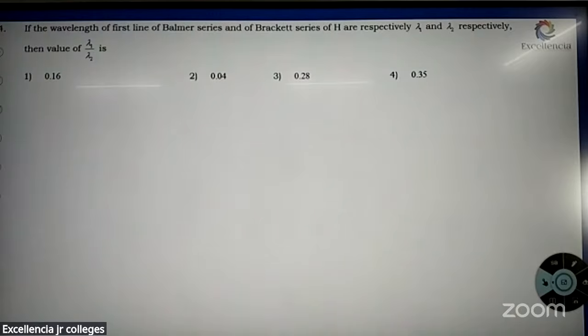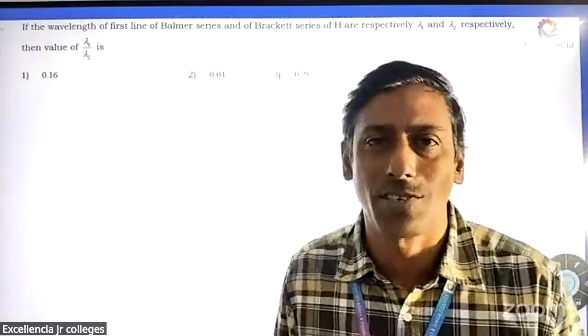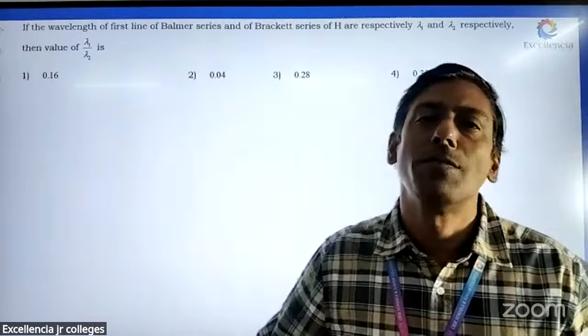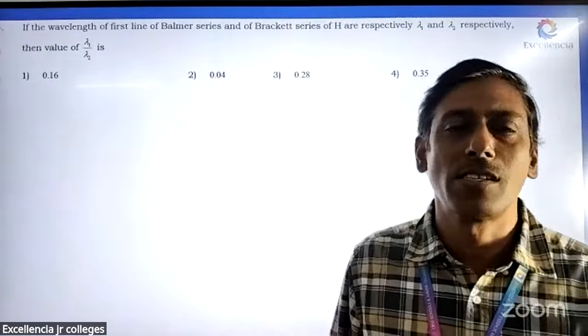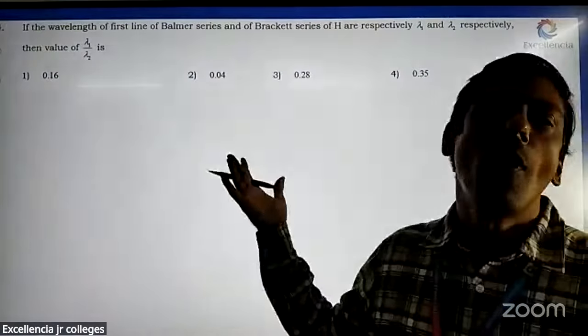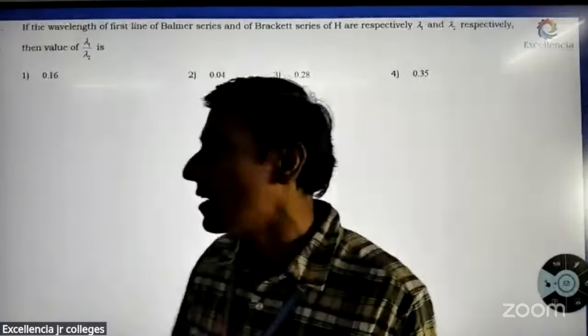Next, see the question. Wavelength of first line of Balmer series, Brackett series. When we see the question, what is this? Atomic structure. In atomic structure, when we do the preparation, we'll go for all the formulas, a list of the formulas, and practice the questions based on that. So again, a formula-based question is asked from atomic structure, which is one of the simple ones. See, we'll go for the question.